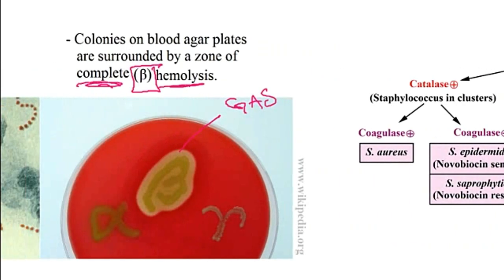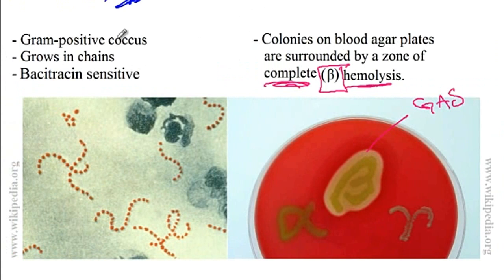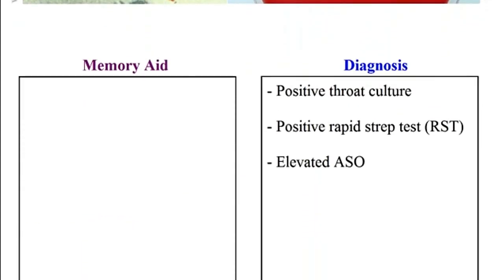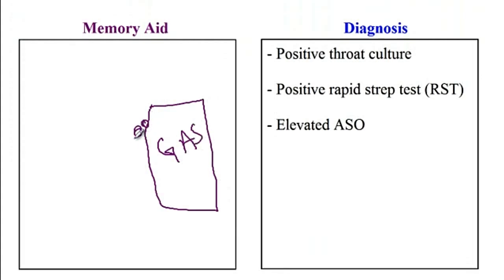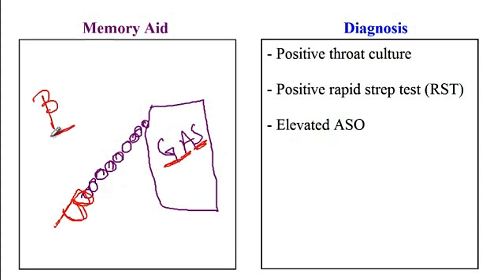In any case, so important features of group A Streptococcus: gram-positive cocci that grow in chain, bacitracin sensitive, and are beta hemolytic. And so here I have provided you with a memory aid that helps you memorize these features. So I would like you to imagine a gas station that is being connected with a pipe to a nozzle. And so what this image tells you is that group A Streptococcus is made of cocci that are growing in chain, and then the nozzle here, you can see that it has the shape of a beta, and these are beta hemolytic organisms.